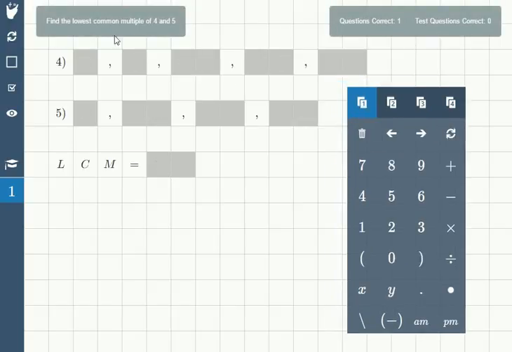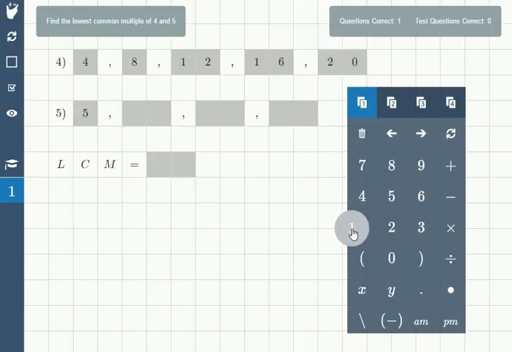This time we're looking at the lowest common multiple of 4 and 5. So let's list the multiples of 4 first. 4, 8, 12, 16, 20. Now let's list the multiples of 5.